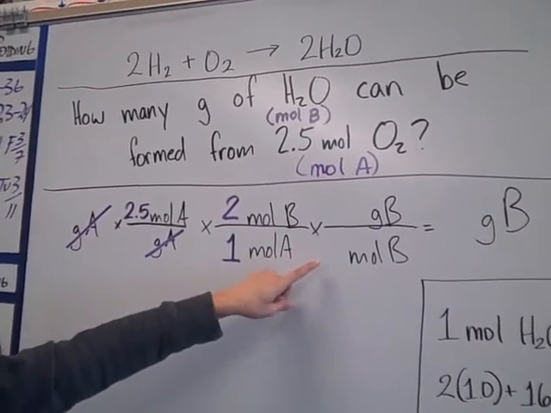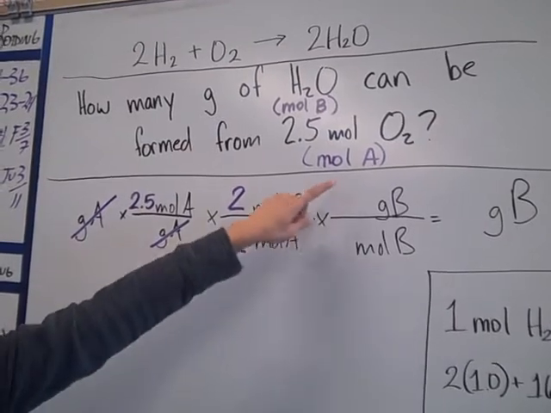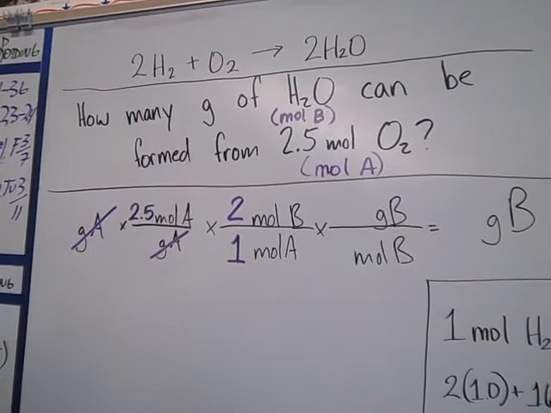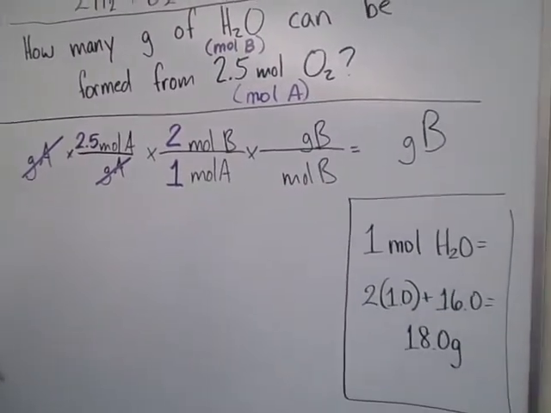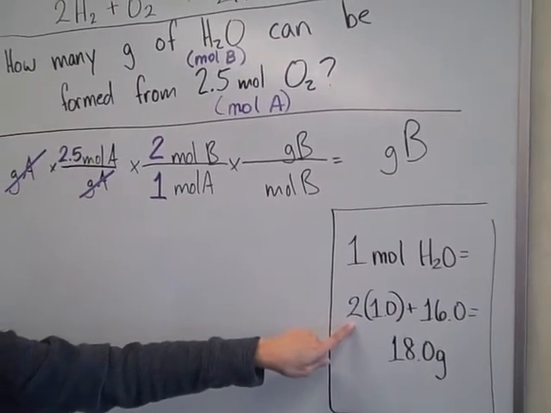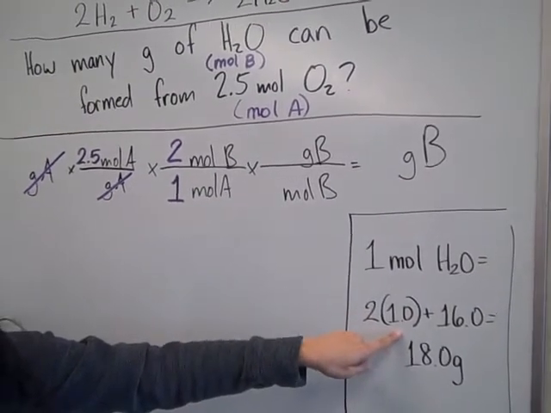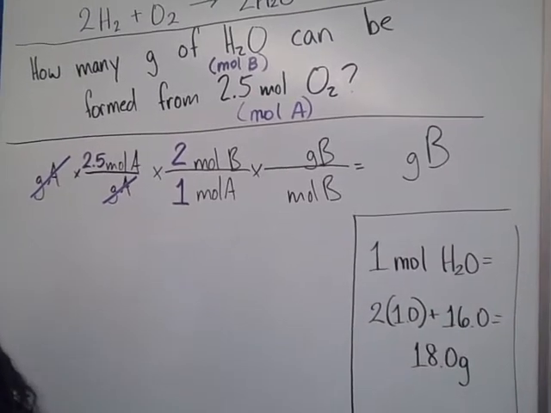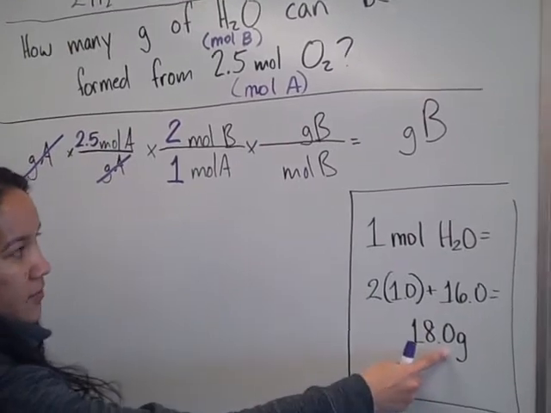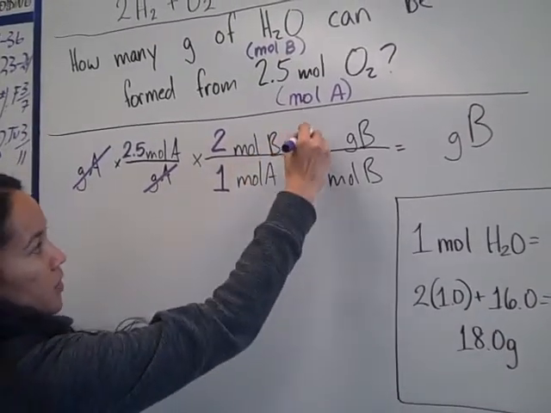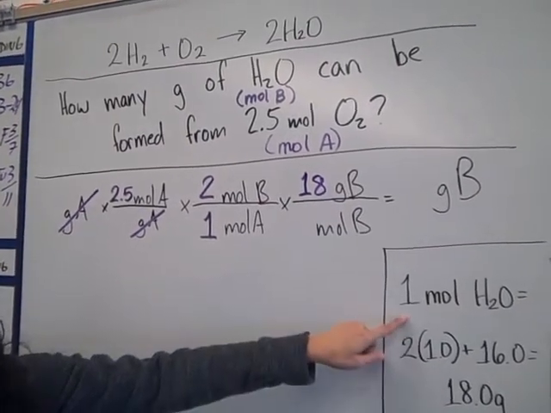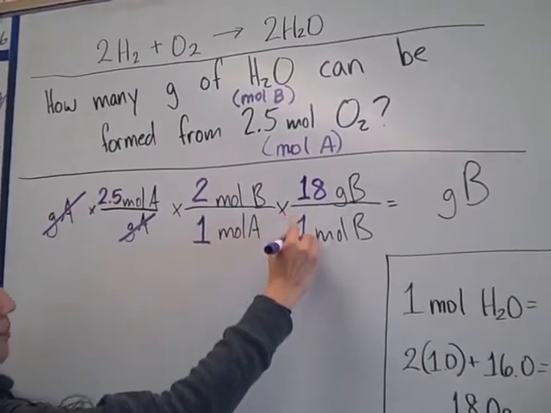My last step, I need to find the relationship between moles of B to grams of B. So this represents the grams to mole relationship for water. Over here, I've calculated that for 1 mole of water, H2O, there are 2 atoms of hydrogen, and hydrogen's atomic mass is about 1, and oxygen's mass is about 16, so it's about 18 grams for 1 mole. So the 18 grams would be the value in the numerator, because that's what the grams unit was, and this represents the mass for 1 mole of water, so the 1 will go with the mole.